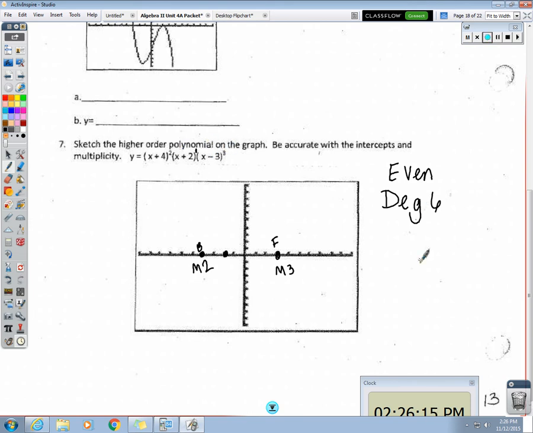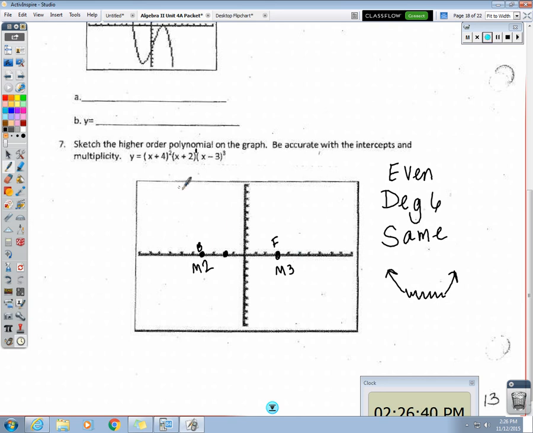Now, since we know our degree is an even number, what does that tell us about our end behavior? Same or opposite directions? Same direction. Now, are they both going up or both going down? Up, because our leading coefficient is a positive number. There's no negative out front. So they're both going up. We're just not sure yet what goes on in the middle. I mean, we know we have a bounce, a cross, and a flatten out.